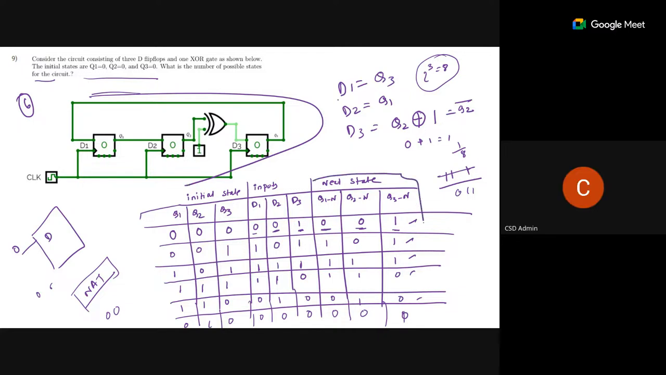We have to count only the next state. So you can see that 1, 2, 3, 4, 5, and 6 states. If you give 000, it will give 001, right? So these are repeating. So unique states will be 1, 2, 3, 4, 5. Either the initial state group of columns or the next state group of columns, basically we need to see the number of rows only. It will always be better to use the next state.